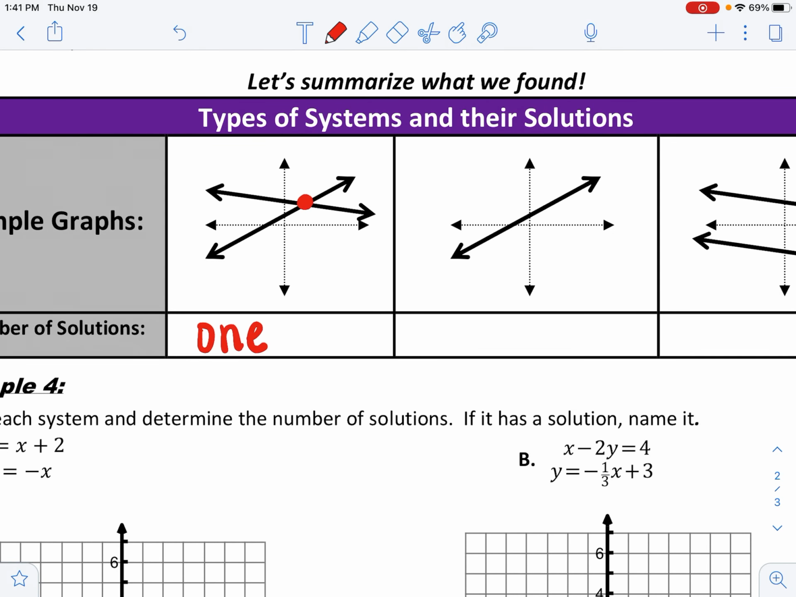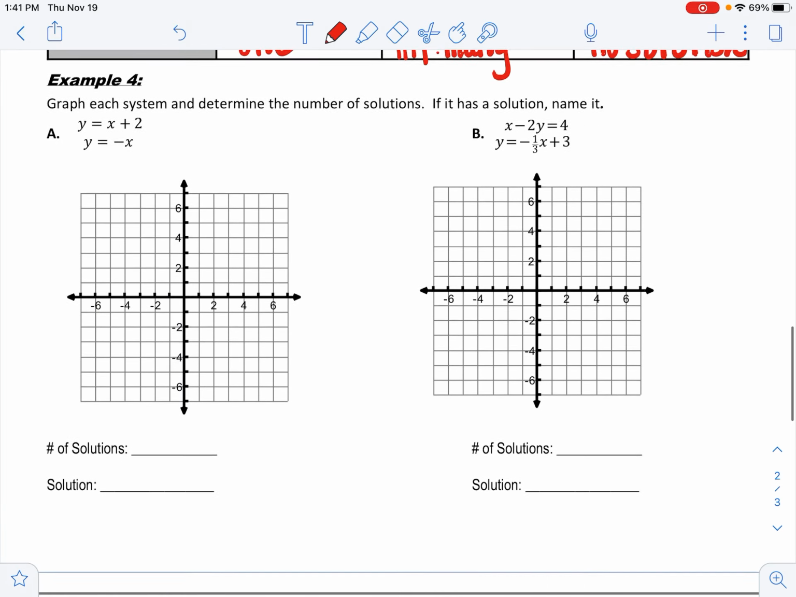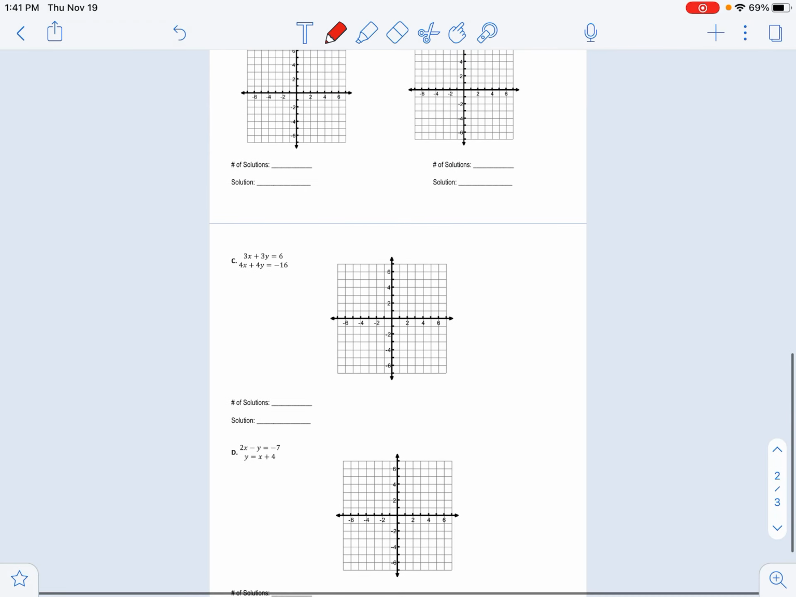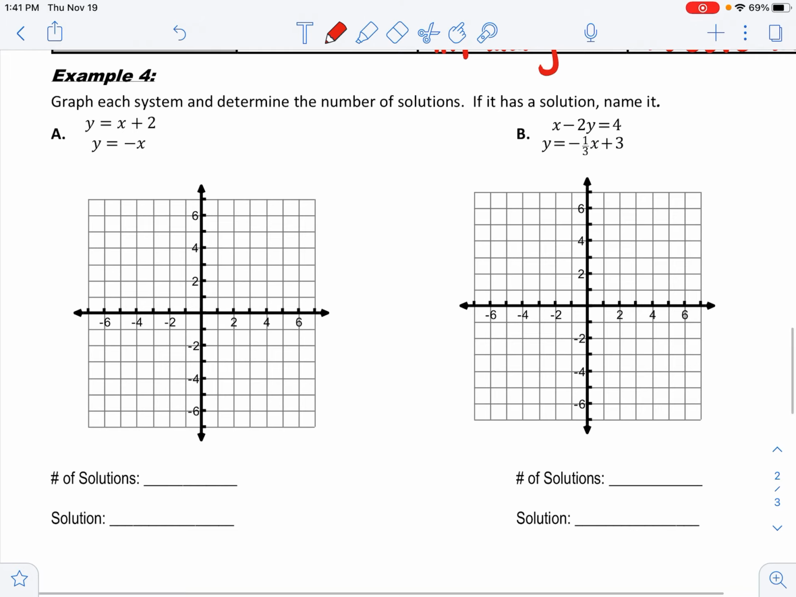So, a sample of each. How many solutions is this going to give me? This right here, there's going to be one solution. This is going to be infinitely many solutions because it intersects infinitely many times. And this does not intersect at all, so this is no solution. Okay, so now we just have 4 examples of graphing, and they're just practice.